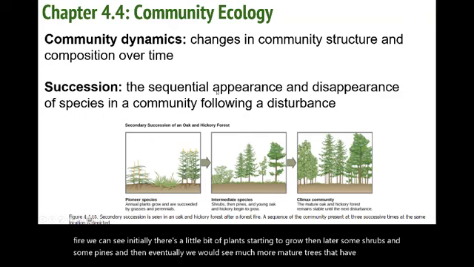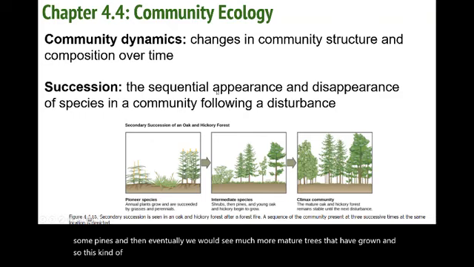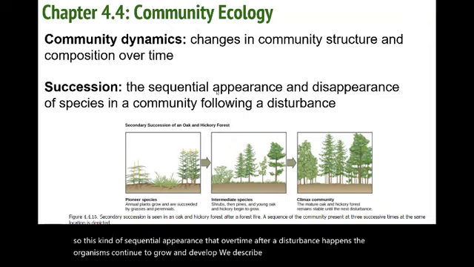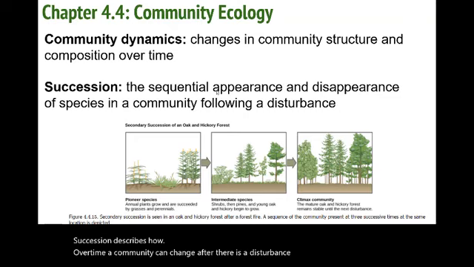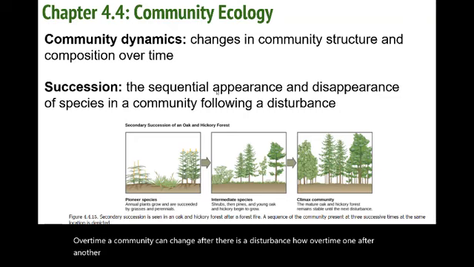This kind of sequential appearance, where over time after a disturbance happens the organisms continue to grow and develop, we describe as succession. Succession describes how over time a community can change after there is a disturbance. How over time, one after another in a sequence, the new organisms will start to grow. Right? Over time, the trees got taller, and this is described as succession.